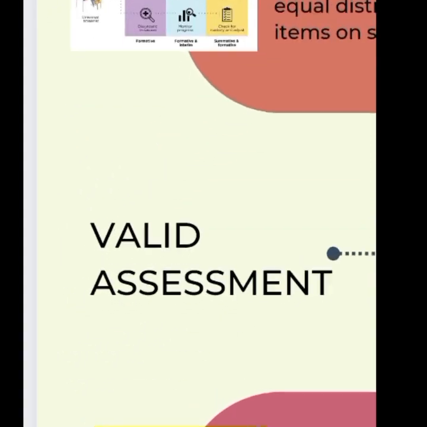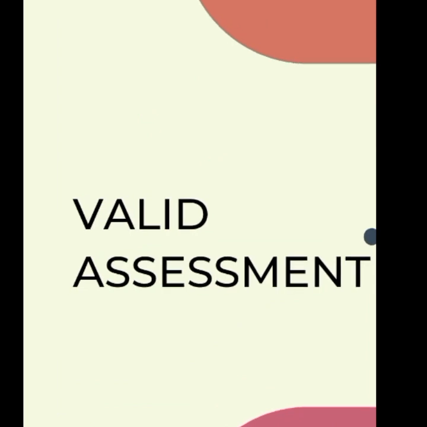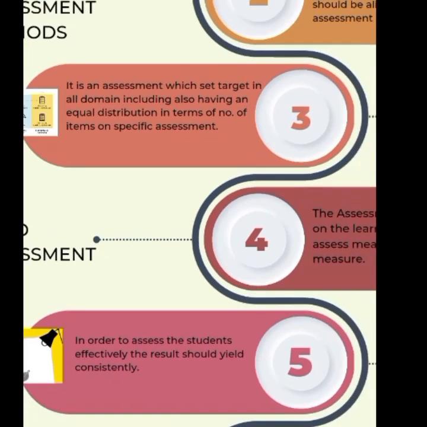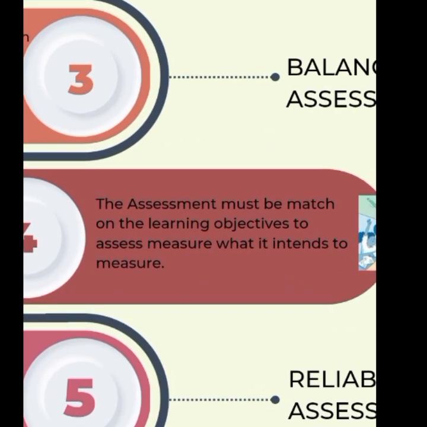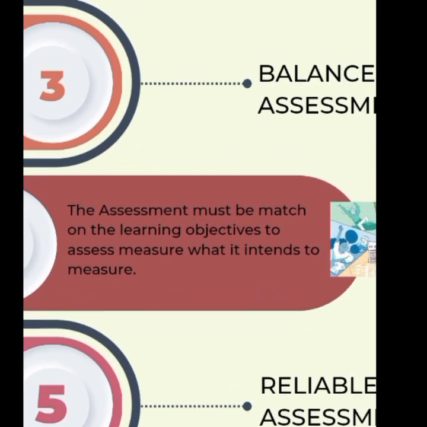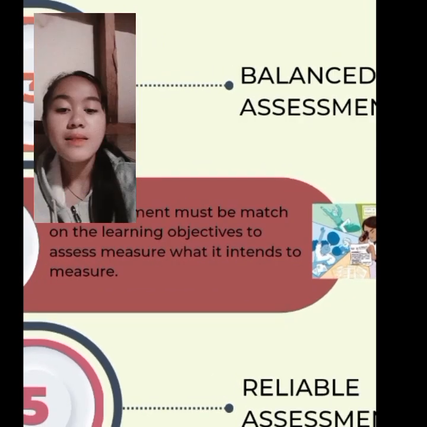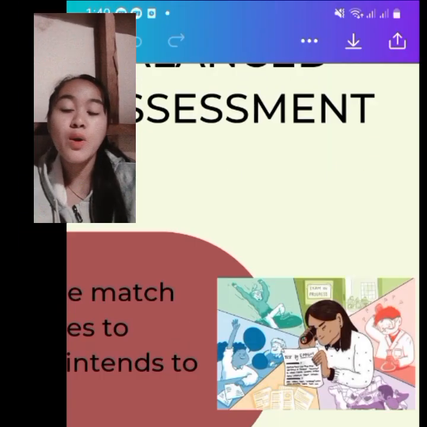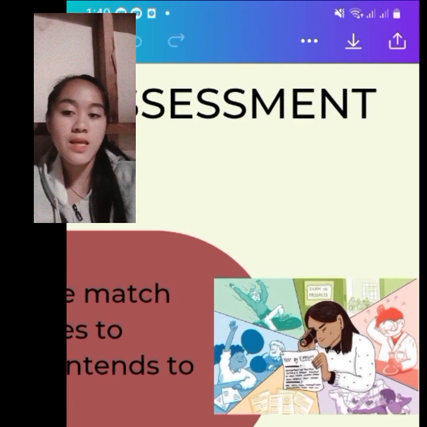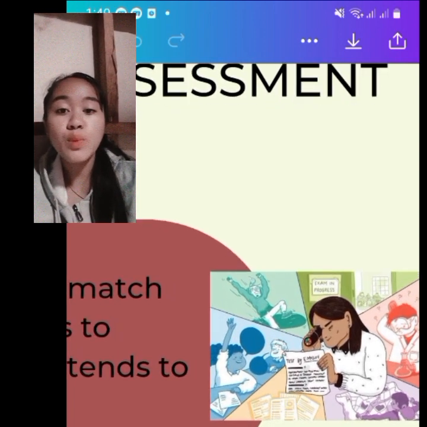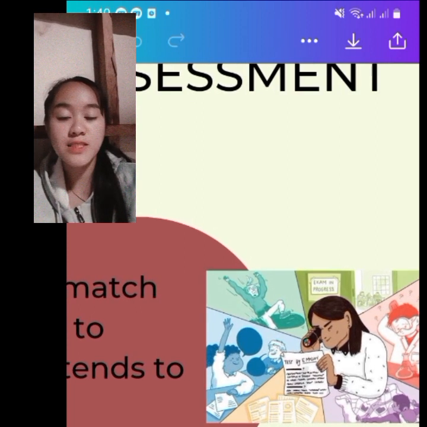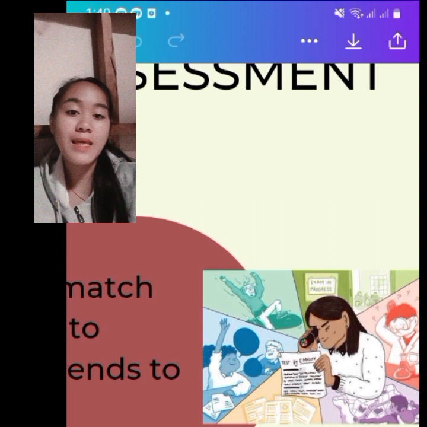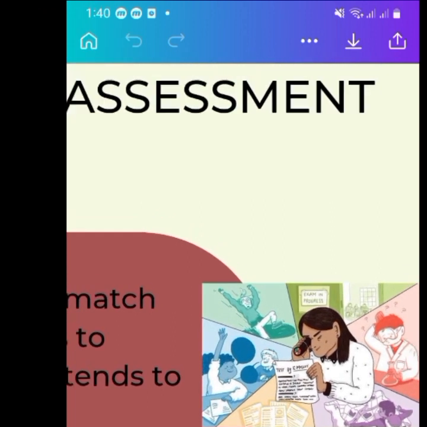Then the fourth principle is valid assessment, an assessment that must be matched to the learning objectives, to measure what it intends to measure. As a teacher, we should properly design our lesson in order to really measure what we intend to measure from our students. And at the same time, in making activities, they should be aligned with the objectives.